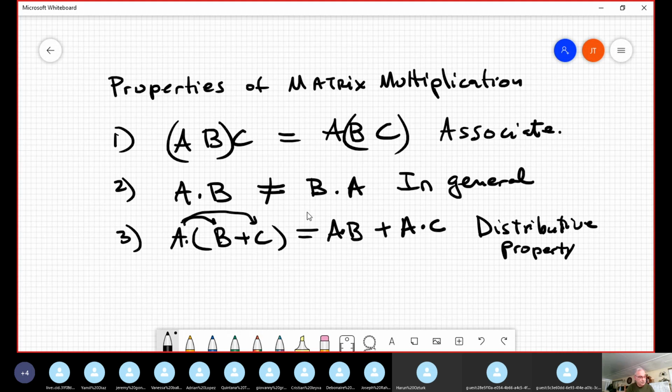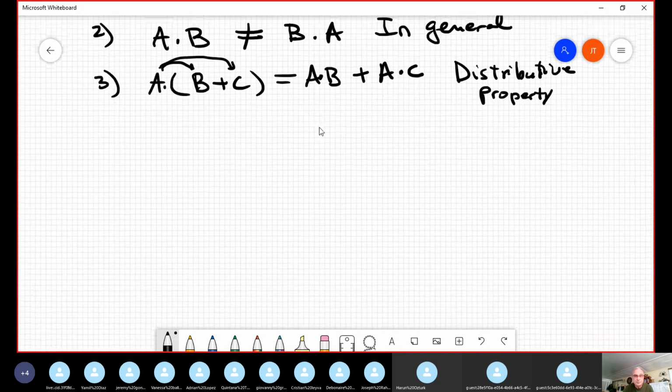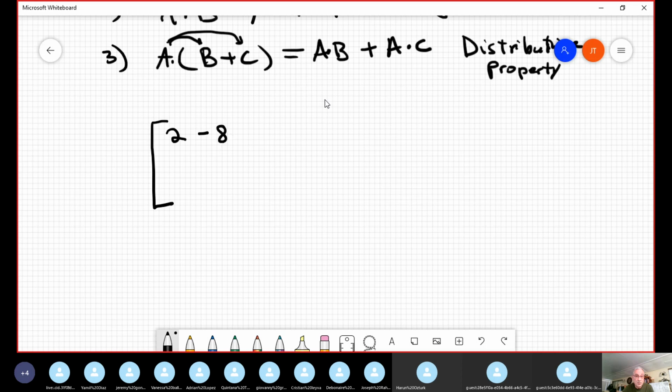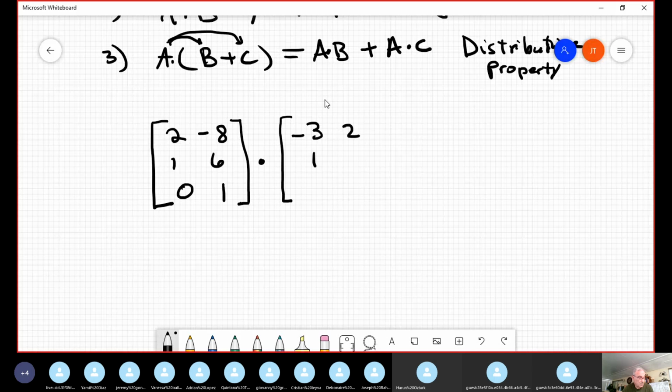Okay, one more example before I explain another idea. Suppose one stupid example. I put a stupid example in the test also. Look, this example is stupid. The matrix 2, -8, 1, 6, 0, 1, multiplied by another matrix, -3, 2, 1, -1, 6, and 1.